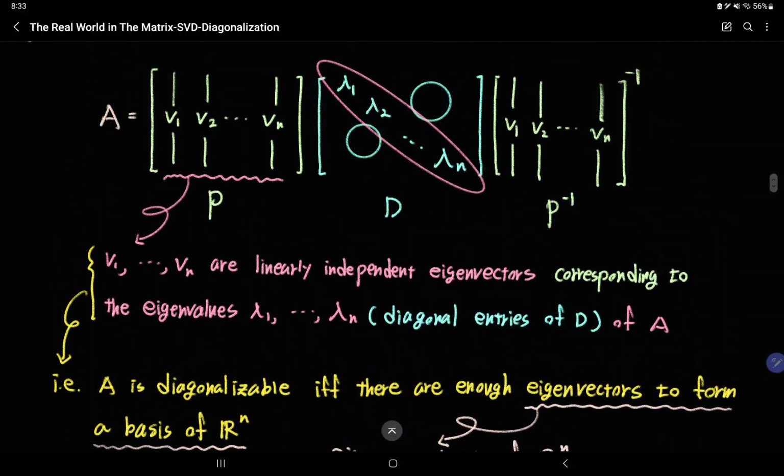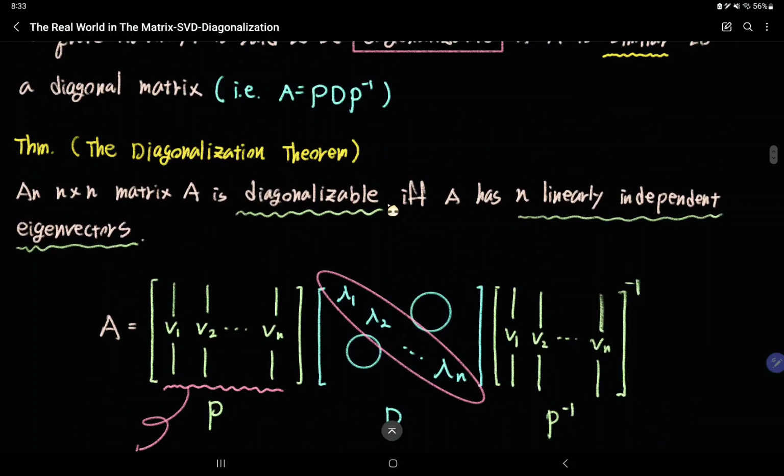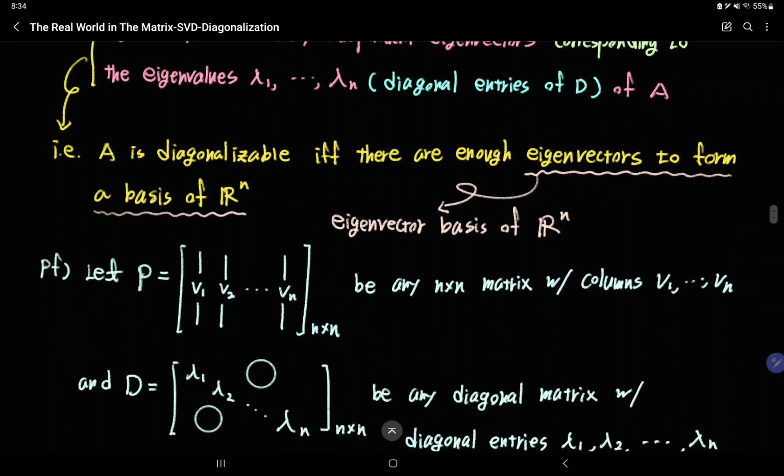Okay, so how do we prove that theorem? First, we assume that A is diagonalizable, so that A can be expressed as PDP inverse, and then we show that A has n linearly independent eigenvectors. I mean, those columns v1 through vn of matrix P are actually linearly independent eigenvectors. And then for the other direction, we assume that A has n linearly independent eigenvectors, and then we show that A is diagonalizable. It means that A can be expressed as PDP inverse. So we have to prove two directions.